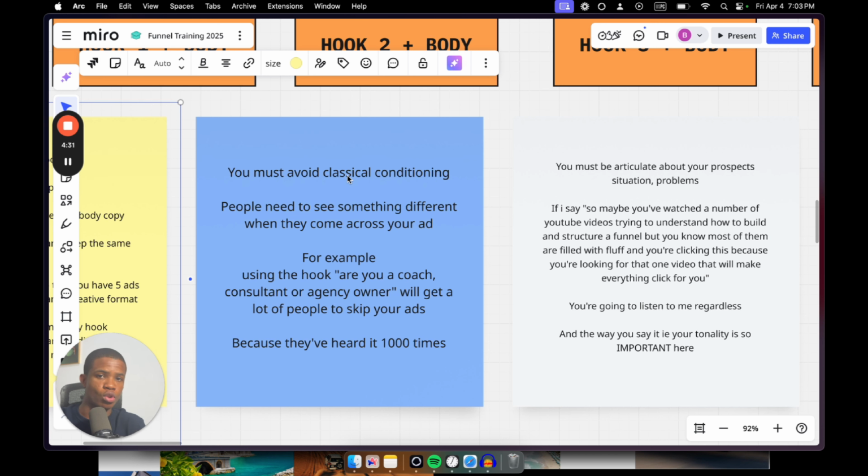Now, does it mean it's going to completely fail if you try? No, but the effectiveness is way more ineffective right now than it was, let's say, a year or 2 years back, if that makes sense. Because now what people are going through when they see those ads, it's called classical conditioning.